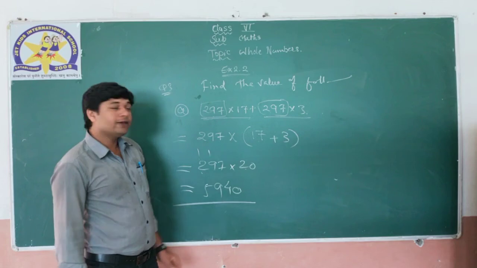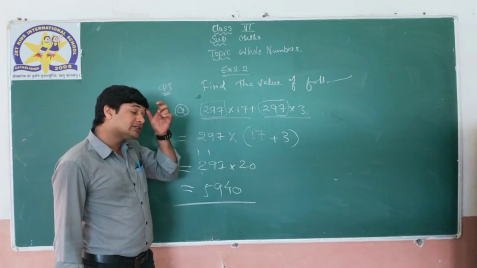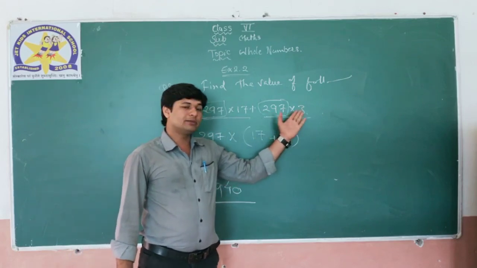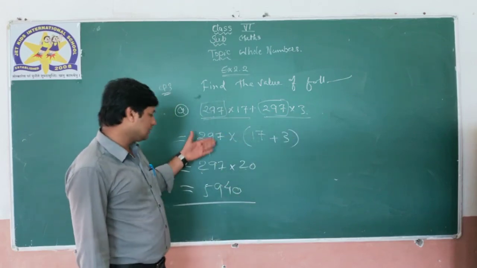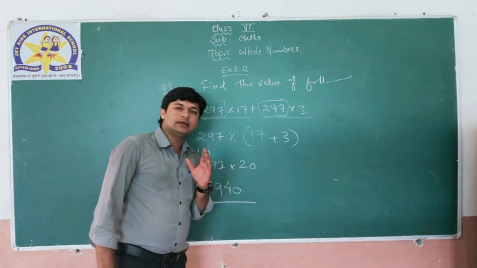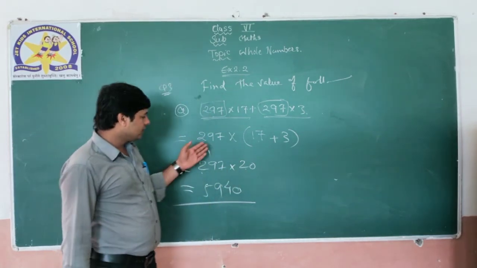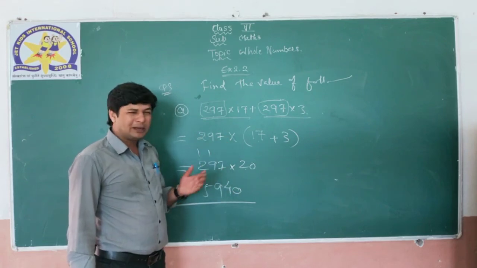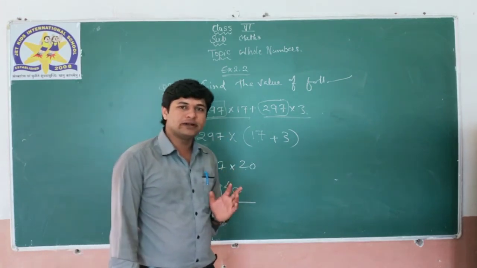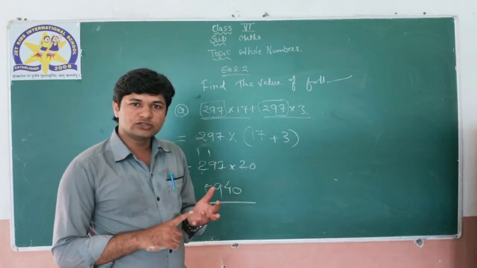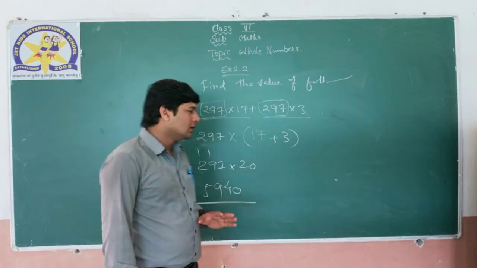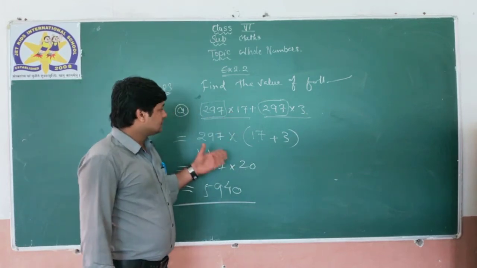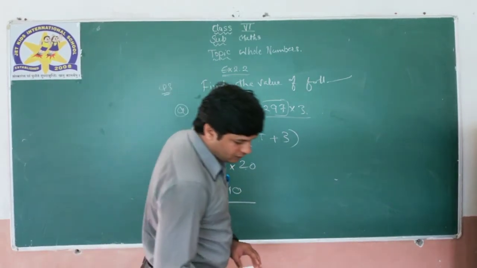If you solve it the traditional way, like 297 multiplied by 17 and 297 multiplied by 3, it will take lots of time. Here, see how we can do it in less time. In a very short period, we are able to solve this using our properties. That's why the properties, closure, commutative, associative and distributive, were very important. That's why we took so long on those properties. Clear? So this is how we are going to perform.